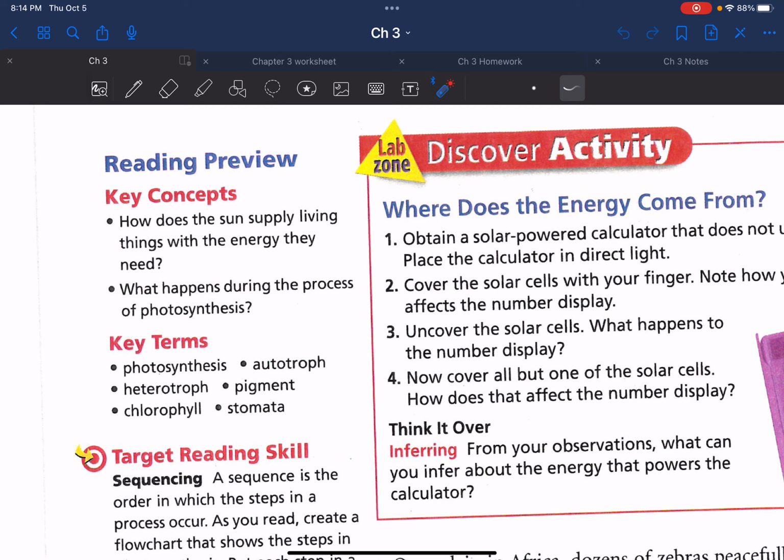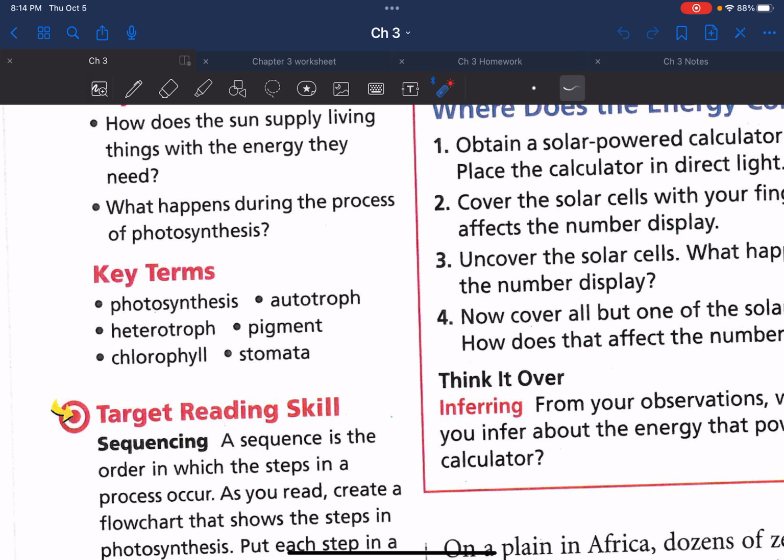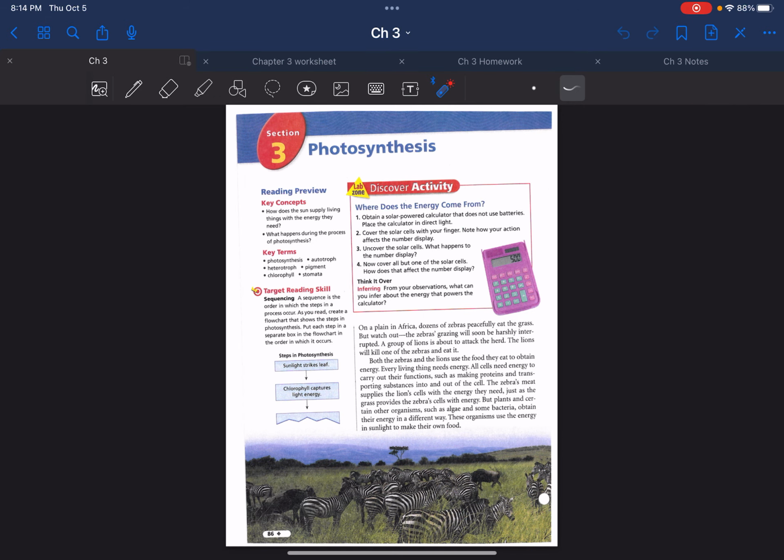Okay, and the next thing we're going to learn is what happens during the process of photosynthesis. We're going to dive in and figure out exactly what's going on. Here are our key terms this week: photosynthesis, autotroph, heterotroph. Hey, we know those ones. Pigment, chlorophyll, we know that too, and stomata. Okay, here we go. Let's start reading.